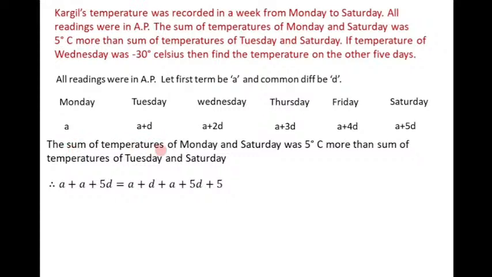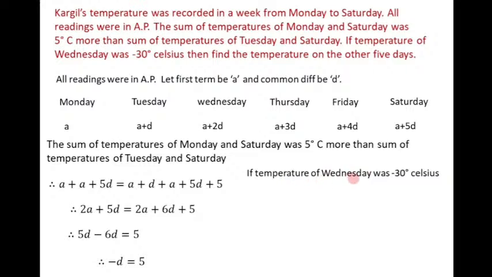And it is given that the sum of temperatures of Monday and Saturday was 5 degrees Celsius more than that of Tuesday and Saturday. So we have to add 5 to it. Now if we simplify this one, we get A plus A, that's 2A, plus 5D is equal to, again A plus A, that's 2A, plus D plus 5D, that's 6D, plus 5. On both the sides 2A will get cancelled, and if we take 6D to the left hand side, it would be 5D minus 6D is equal to 5. So 5D minus 6D, that's minus D, is equal to 5. If we change signs on both the sides, we get D is equal to minus 5.